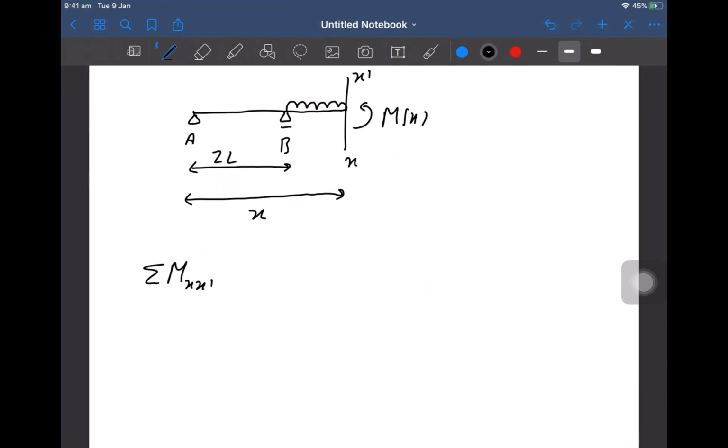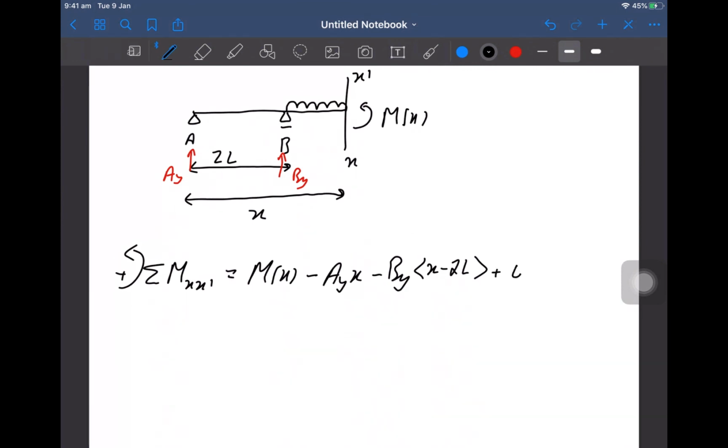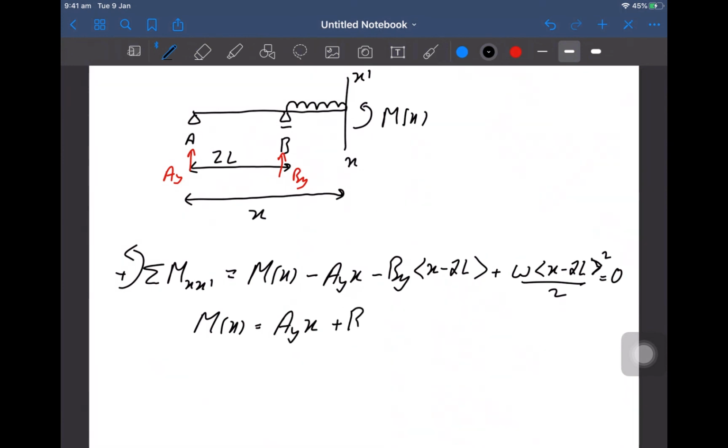Sum of moments about our cross-sectional cut. You have reaction forces AY, BY, we're going to use a step function now. Okay, that's for this distance over here. So our mx is equal to AY x, plus BY times x minus 2L, minus omega on 2 times x minus 2L squared.